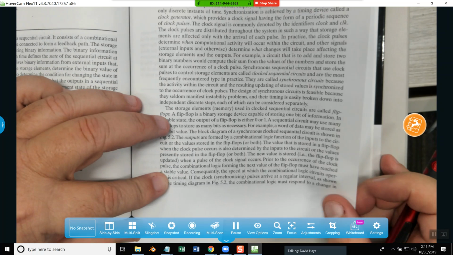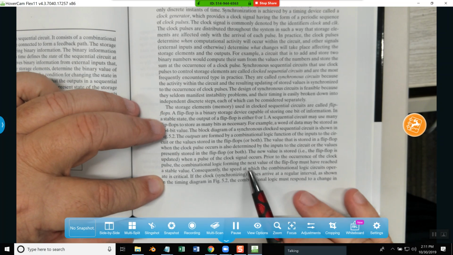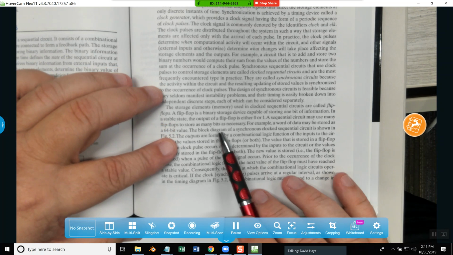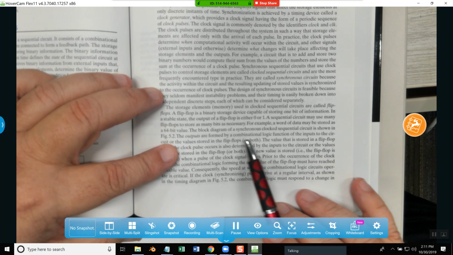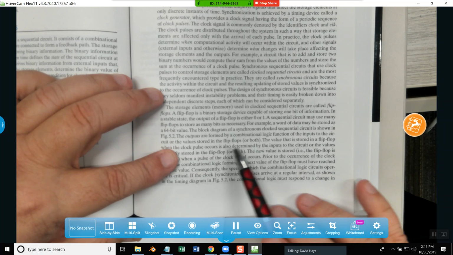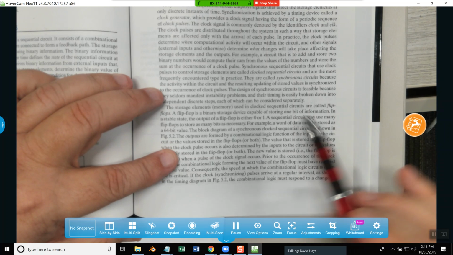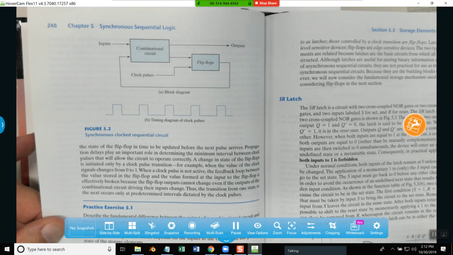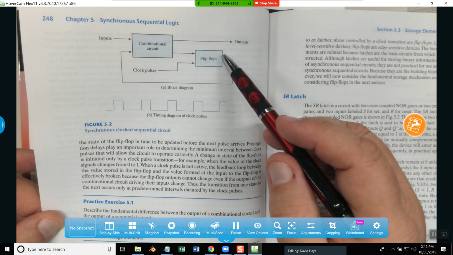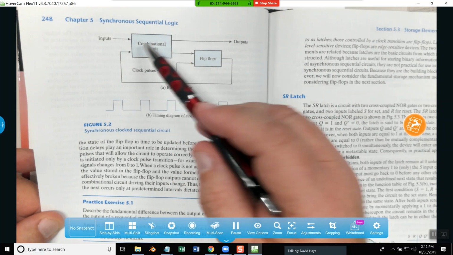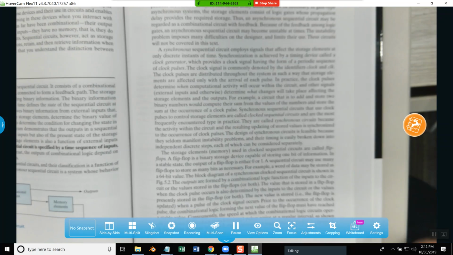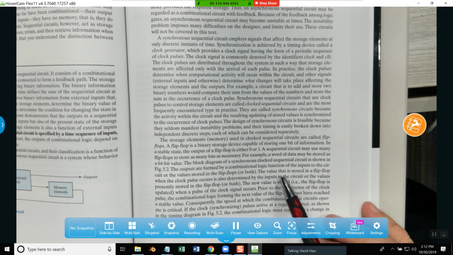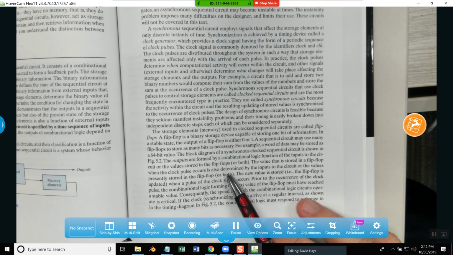Okay, the flip-flops store a 1 or 0. A sequential circuit may use many flip-flops, many bits. Outputs are formed by a combinational logic function of the inputs to the circuit, or the values stored in the flip-flops, or both. Because again, you have your output coming back around like that. The value that's stored in a flip-flop when the clock pulse occurs is also determined by the inputs to the circuit, or the values presently stored in the flip-flops, or both.